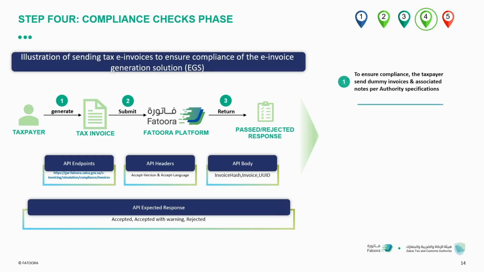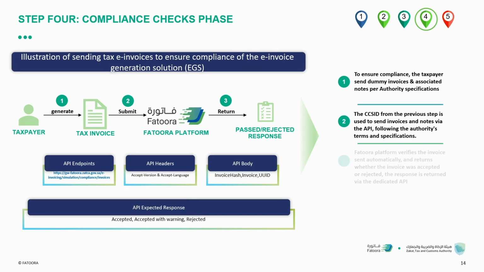The process involves generating an invoice and submitting it to the Fatura platform using the compliance CSID that has been generated from the previous step, and receiving a validation response indicating whether the submission passed or was rejected. Credit and debit notes must also be submitted during this phase. This step is essential for identifying any potential errors in the implemented solution and resolving them before obtaining the final certificate, which is the live integration phase. We will cover this step in detail during the practical demo.